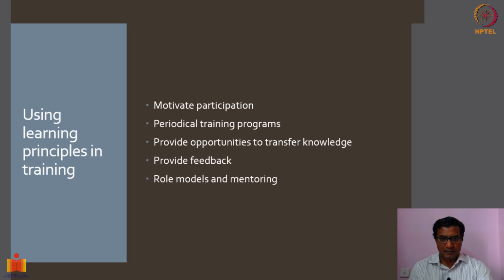Similarly, they should get feedback. Once they have learned a particular skill, they apply it, and we should give them feedback about how they are performing. Similarly, having a role model is also very effective. Role model means having someone who exhibits that behavior so that you observe it and understand how to do it. And also mentoring. Mentoring means having someone who can personally help them to use that particular skill set or knowledge, and the mentor will help this person to correct his or her mistakes. So these are some of the applications of learning principles in organizational behavior.